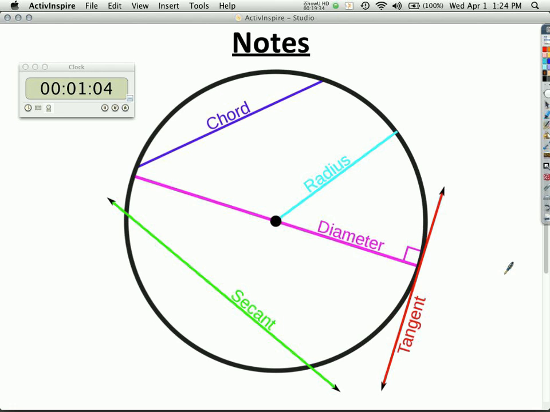Radius is the distance from the center of a circle to any edge of the circle. Just to clarify one thing from yesterday, this point in the middle is just called the center. So the center of the circle.